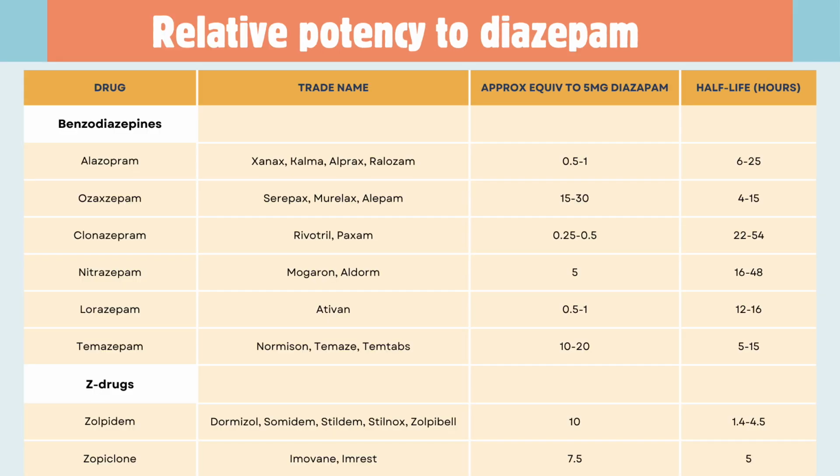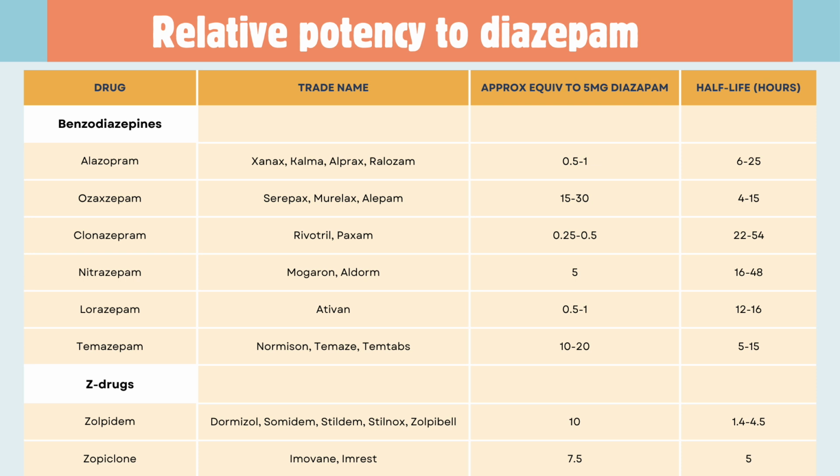Lorazepam has a potency of 0.5 to 1 milligrams relative to diazepam 5 milligrams. So it's up to 10 times more potent than diazepam, very similar to alprazolam. But it's got a shorter half-life than alprazolam. Its half-life is 12 to 16 hours. So again, it can be used for acute agitation, acute anxiety, insomnia, and it can also be used to treat withdrawal, especially in liver failure.